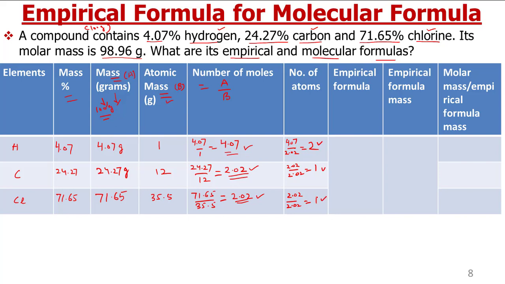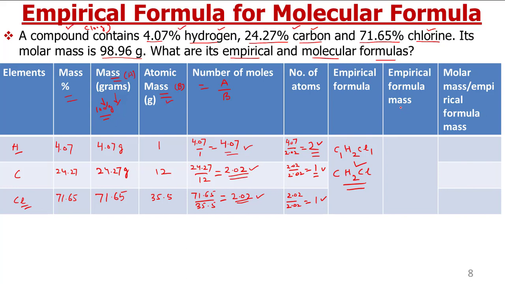Now we can write the formula. So we have how many carbons? We have 1 carbon, C1. How many hydrogens? We have 2 hydrogens, H2. How many chlorines? 1 chlorine, Cl1, or we generally don't mention 1, it is understood. CH2Cl. This is the empirical formula for this compound whose percentage composition is this.